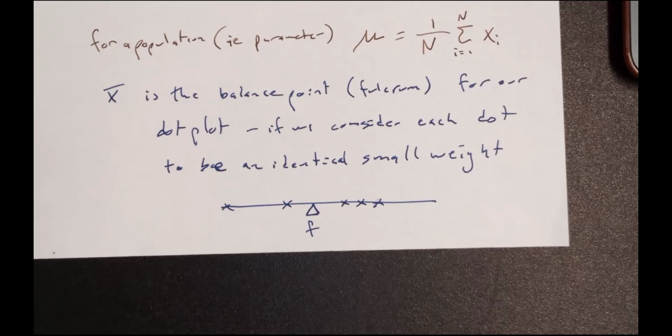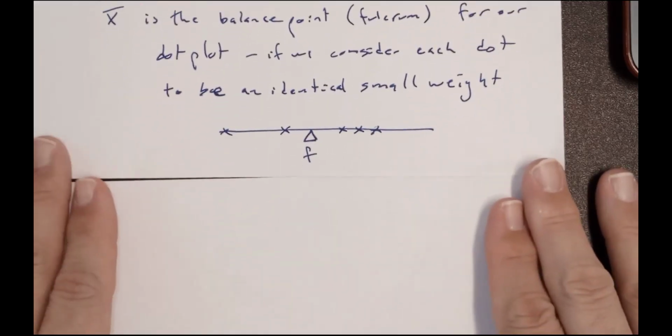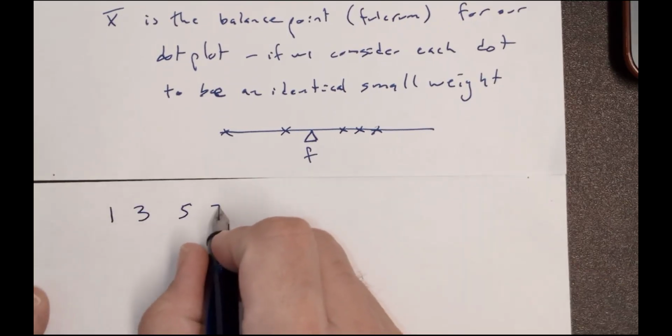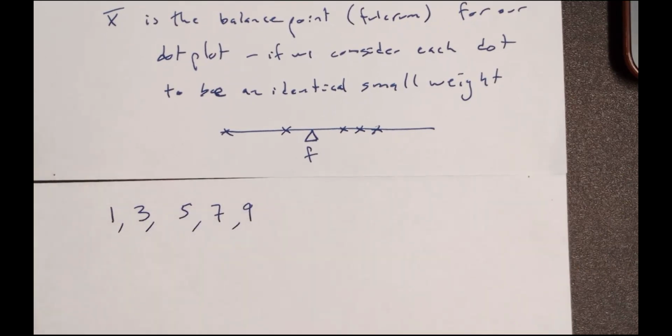The problem with using mean comes from its sensitivity. What do I mean by sensitivity? Here are 5 numbers. Find the average. Five.